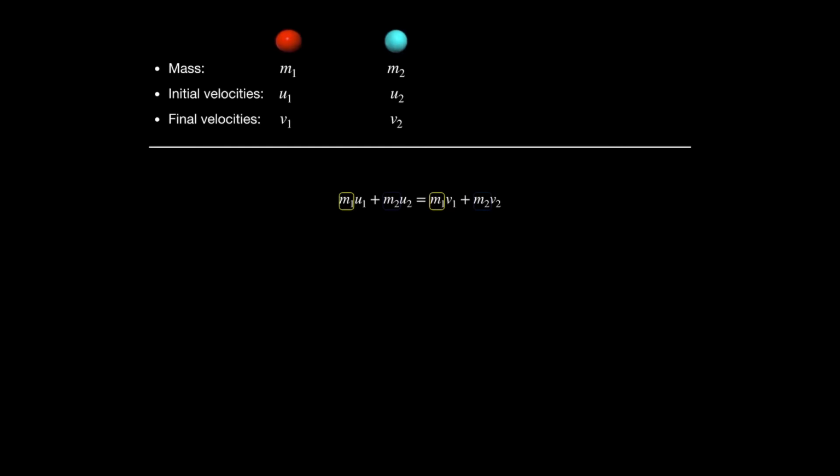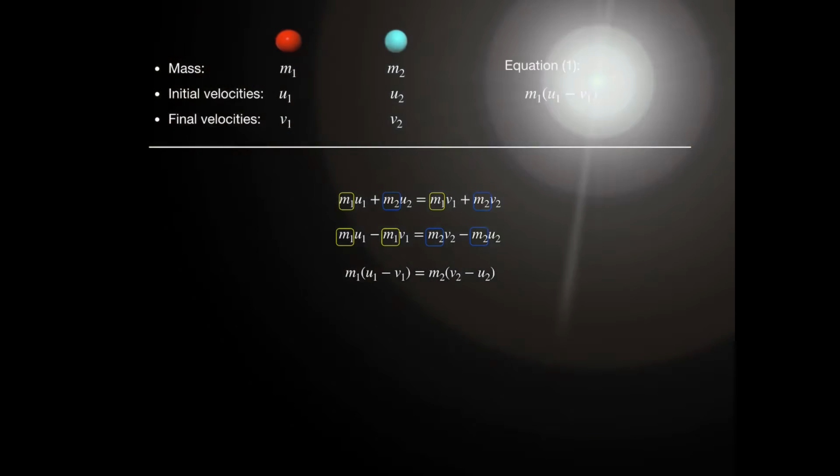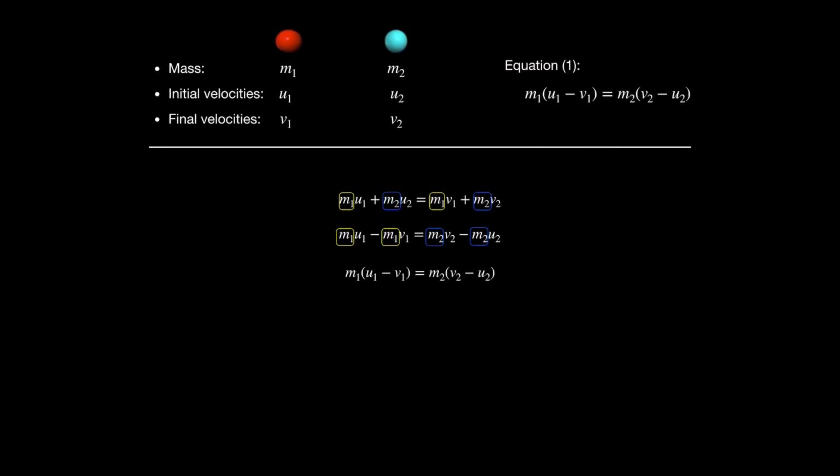Now, we can factorize the equation. Move the terms with m1 to the left, and move those with m2 to the right. Now, we have obtained this equation. Let's copy this equation to the top right corner, and call this equation 1. We will use it later.